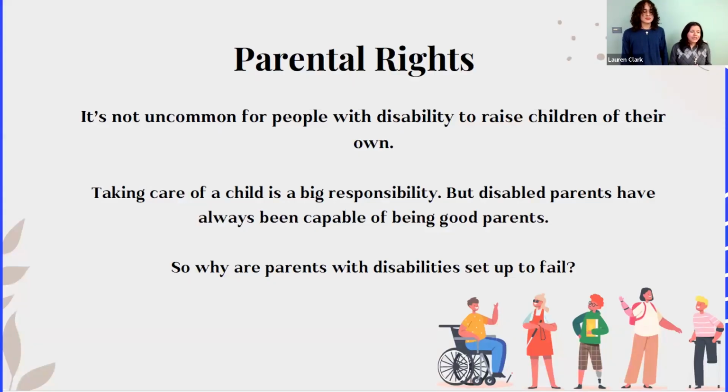We're going to talk about parental rights, and we just want to make it known that it's not uncommon for people with disabilities to want children and raise children of their own. Taking care of a child is a big responsibility, but disabled parents have always been capable of being good parents. So why are parents with disabilities set up to fail?